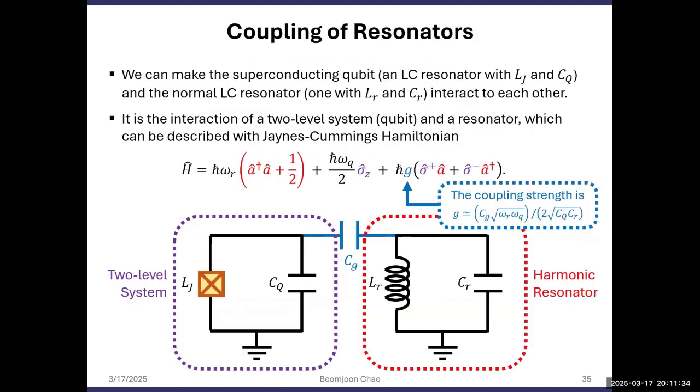I will just skip the detailed procedure of how to derive this quantity, but as you can see, the coupling strength is directly proportional to the capacitor Cg. So if we increase the capacitance, then the coupling strength becomes much higher.